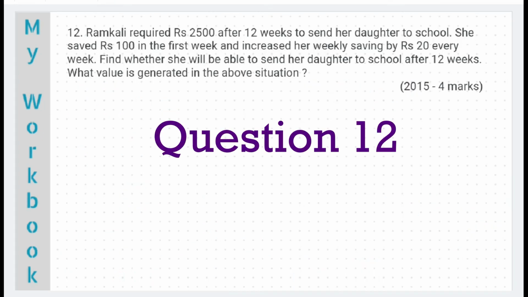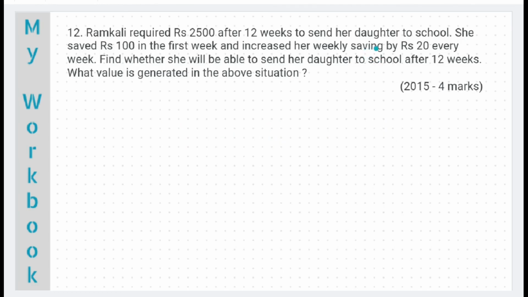Question number 12. Ramkali required rupees 2500 after 12 weeks to send her daughter to school. She saved rupees 100 in the first week and increased her weekly saving by rupees 20 every week. Find whether she will be able to send her daughter to school after 12 weeks. What value is generated in the above situation? It's a 4-mark question from 2015.